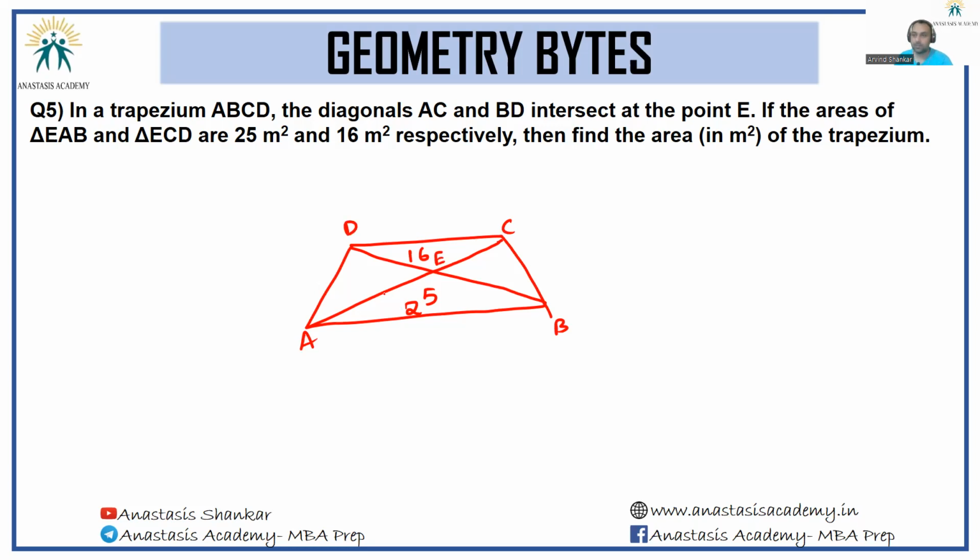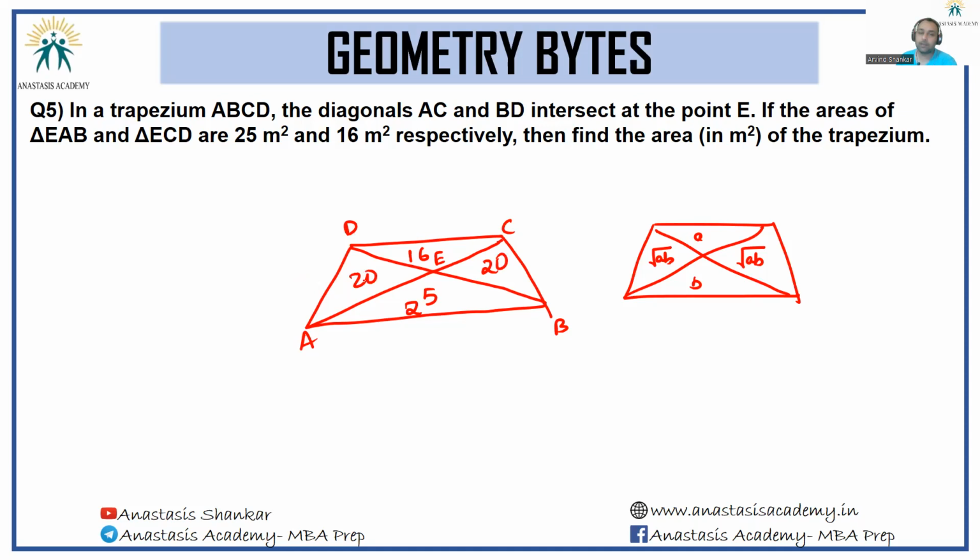For a trapezium, any trapezium, just notice, I hope you know this: if this is A and this is B, the area here will be under root AB. The area here will be under root AB. So here we will have area 20, here we will have area 20. So 20 plus 20, 40, plus 16, 56, plus 25, 81. The answer to the question is 81. Hopefully you learned something. That will be all. Okay, bye.